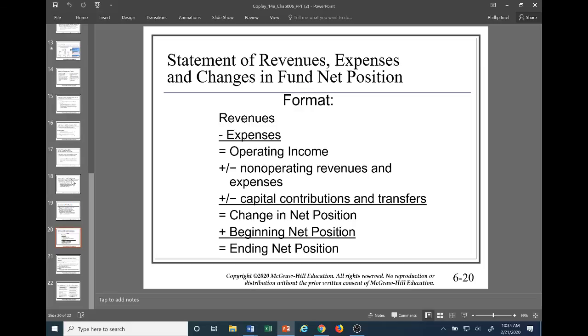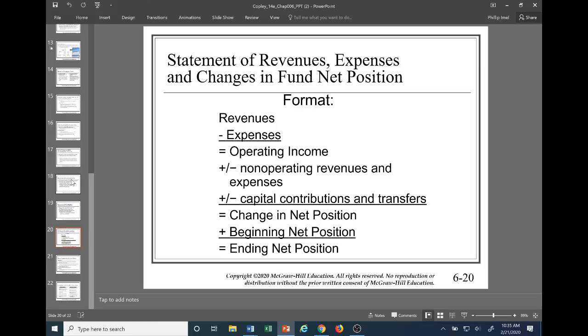So statement of revenues, expenses, and changes in fund net position. Remember, we start with revenues, we back out expenses, and then we have operating income. Remember, operating income is used to start with a reconciliation on the statement of cash flows for the operating section, okay? From there, we add or subtract non-operating revenues and expenses, add or subtract capital contributions and transfers, equals net change in net position, plus beginning net position, ending net position. Not bad, right? Not bad.